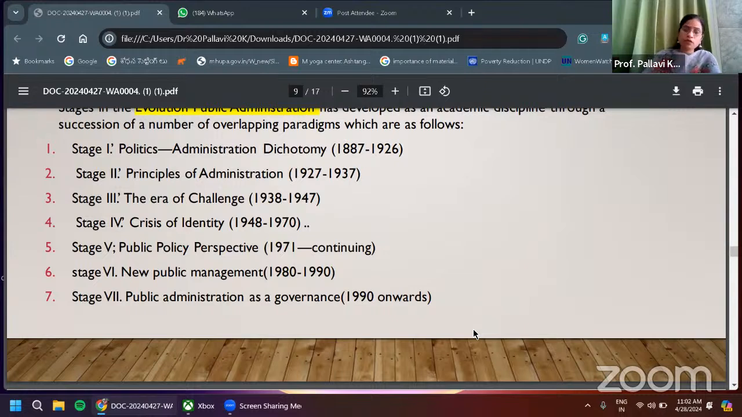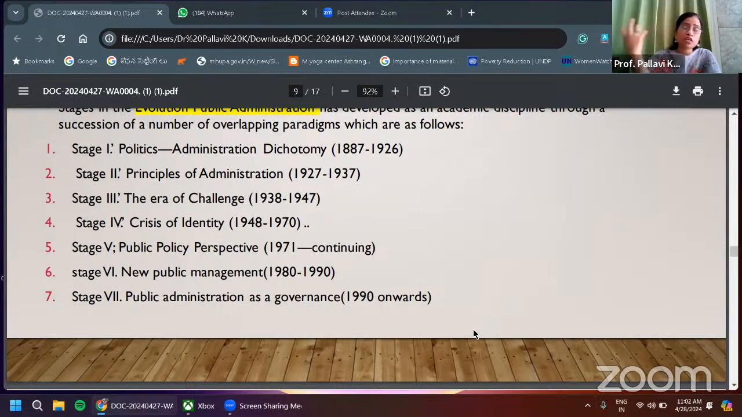Then new public management, that is from 1980 to 1990, the new public management concept evolved. That is the reason why only after the 1990s the liberalization, privatization, and globalization concepts emerged.